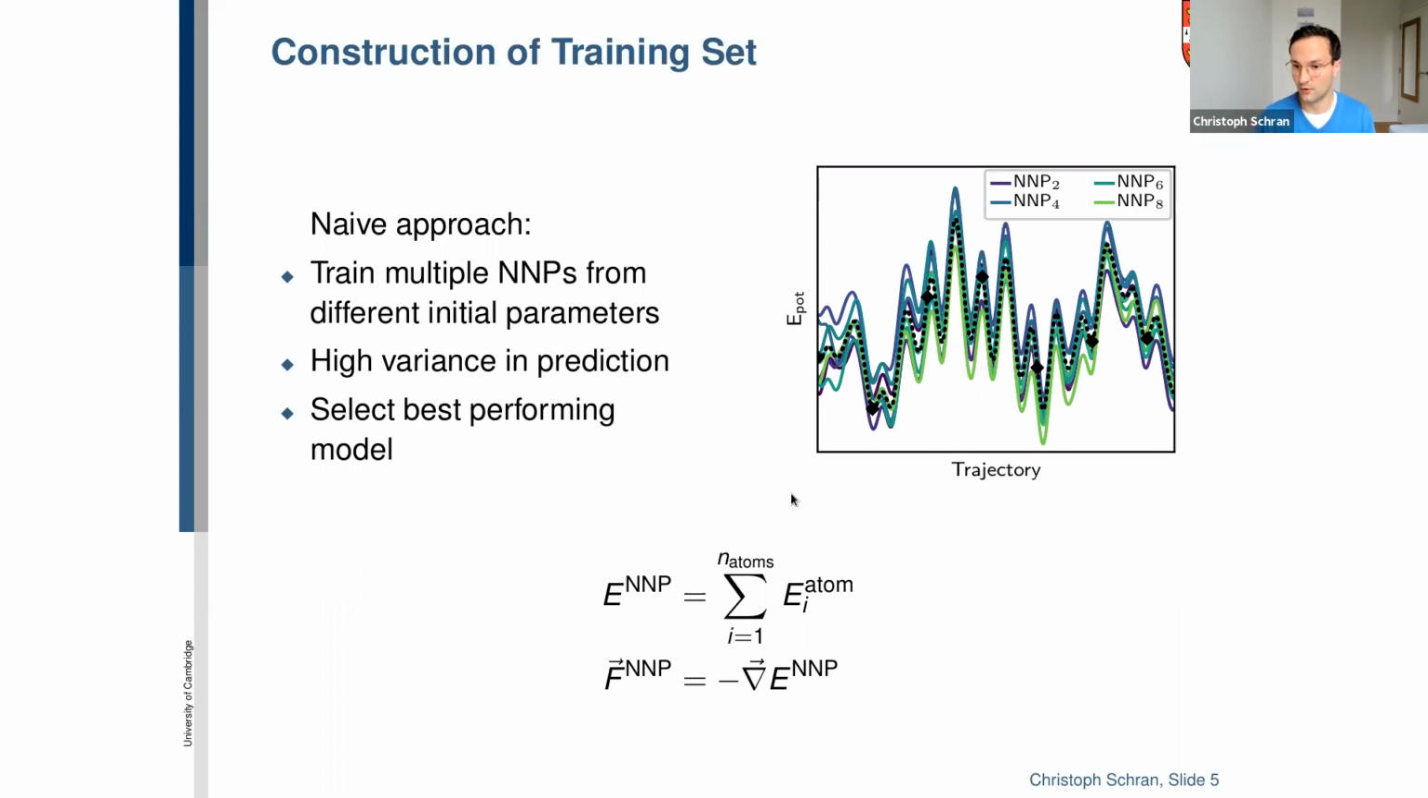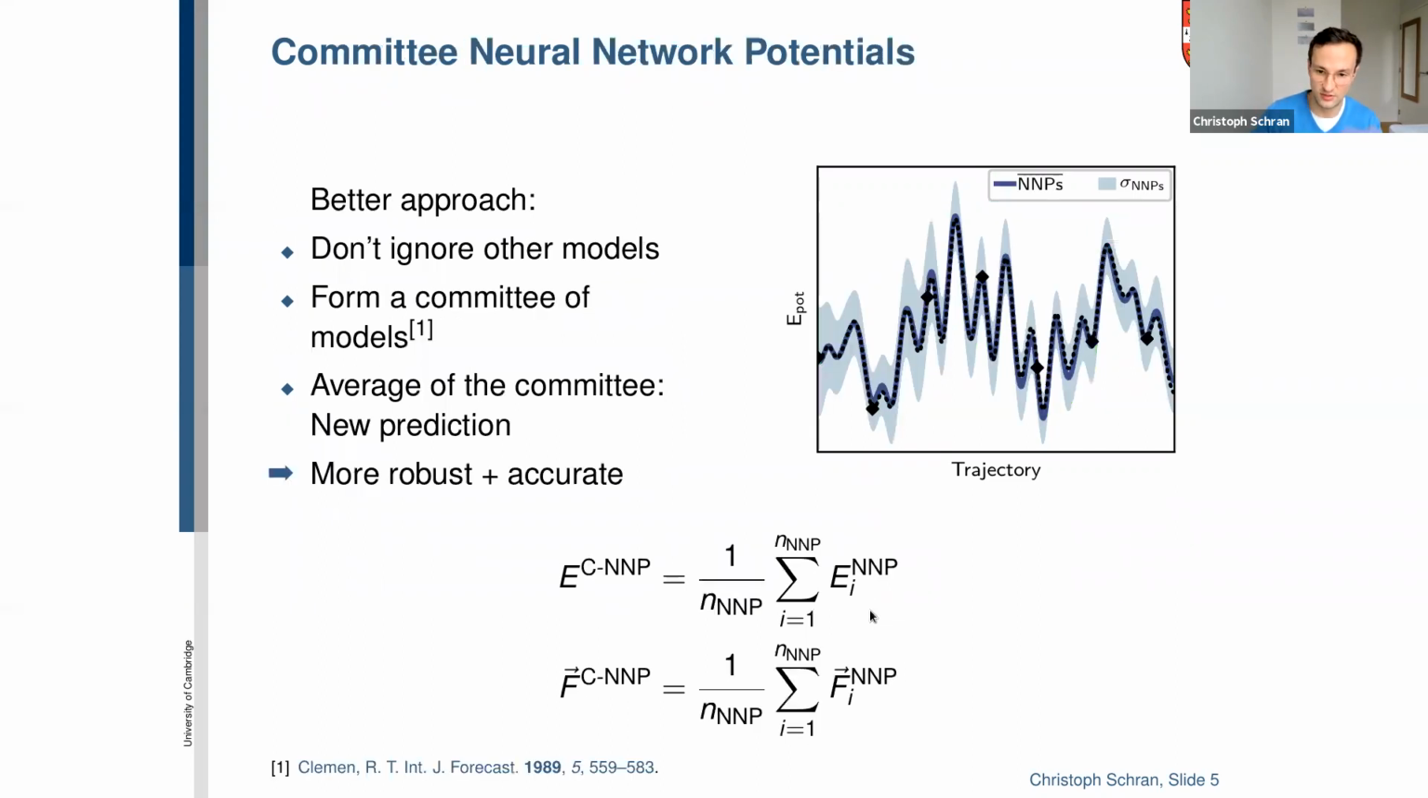However, you still don't really know if this is really the best in total, and you don't have any control of your errors in the end, because you only get your prediction. What is actually much more elegant to do is to not throw away all these fits that you have done, but rather combine them into a so-called committee model. The idea there is that instead of a single prediction, you get multiple predictions that you can average over in order to get a new, more accurate prediction.